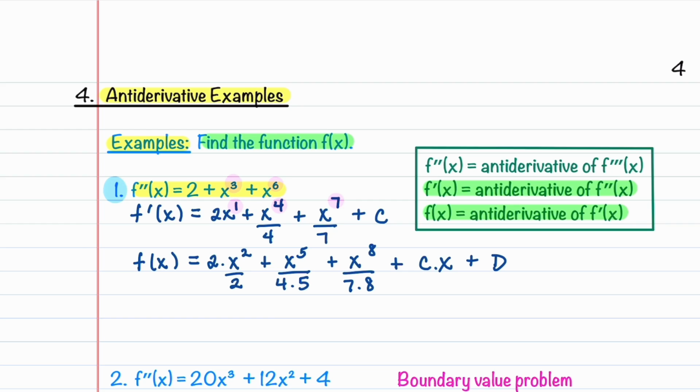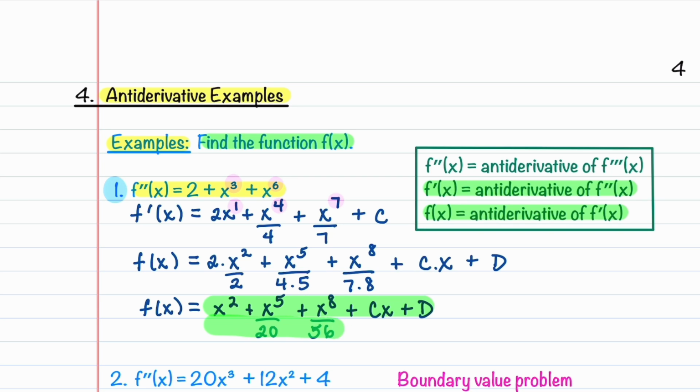Now all we have to do is just simplify our answer. F of x is equal to x squared, our 2's cancel, plus x to the 5th over 20, plus x to the 8th all over 56, plus cx plus d. And there's our answer.